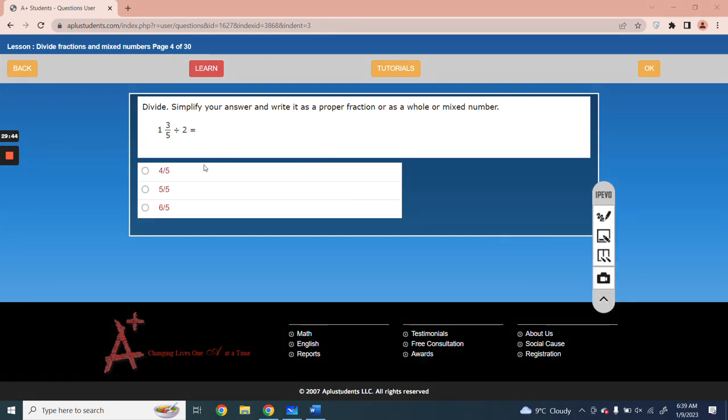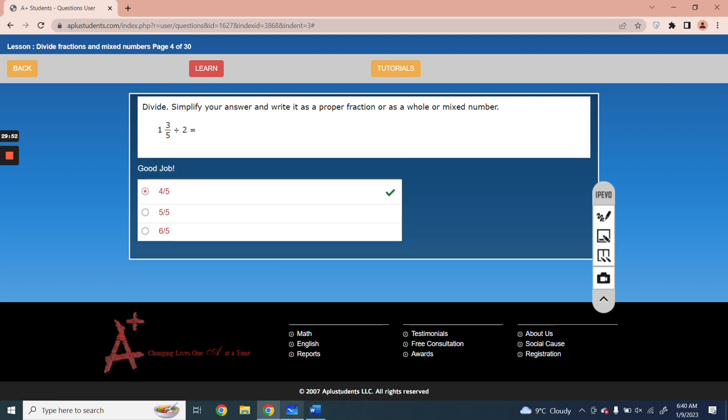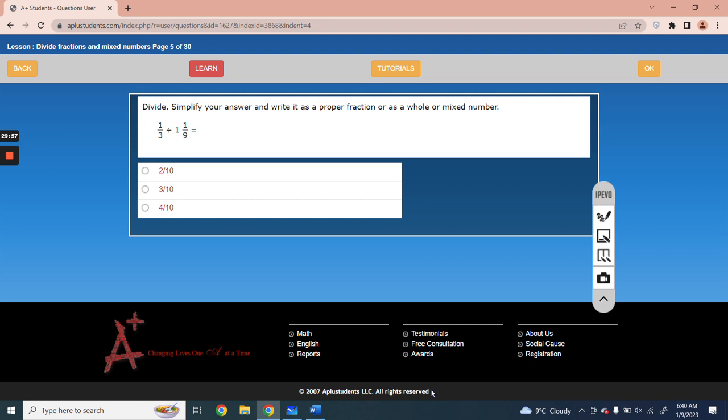So the correct option is option number 1. Just select the correct option and click on the OK button. You can complete the test by yourself later today. Let me just move on to the next lesson. Got it? And the next lesson is divide fractions and mixed numbers word problems. Let's just start with the next lesson.